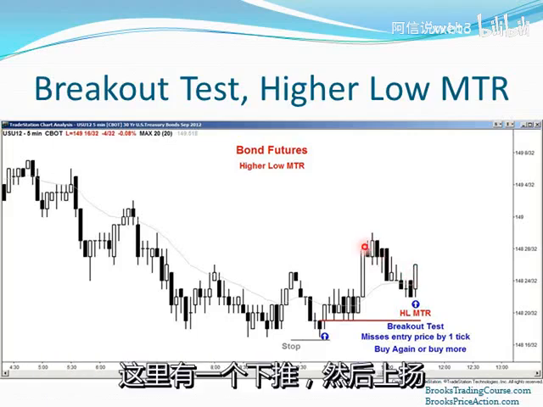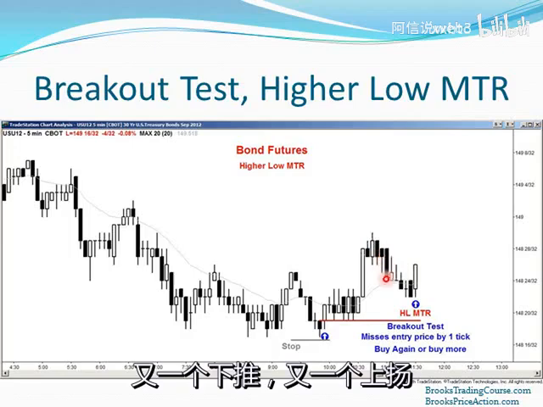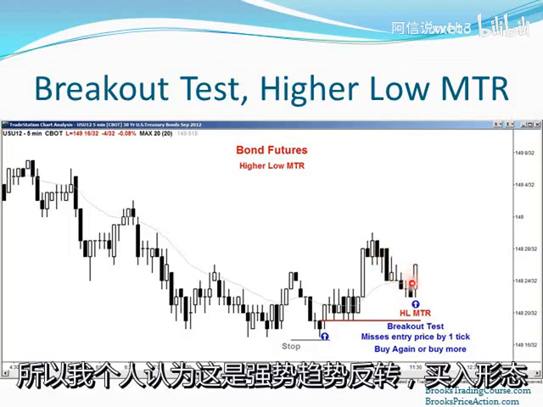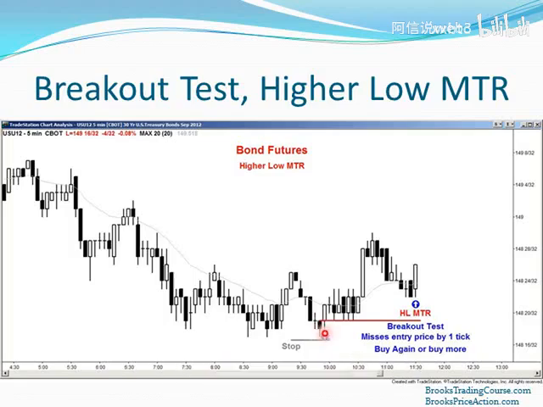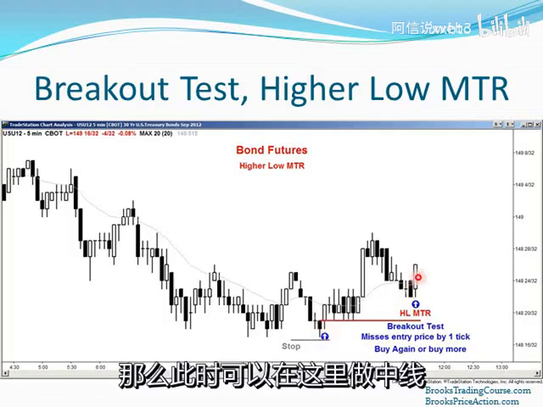Arguably a wedge bull flag. We had a push down here and then up, a push down here and then up, and then a push down here and then up. So to me, this is a higher low major trend reversal buy signal. So if traders did not buy here, they can take a swing trade here.